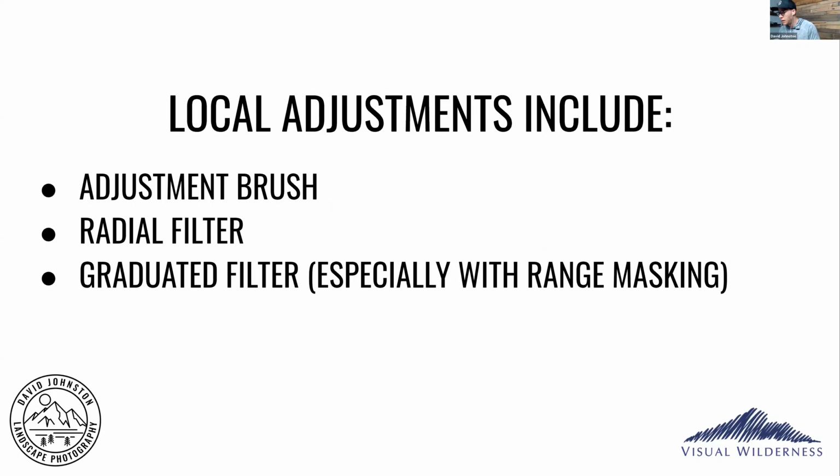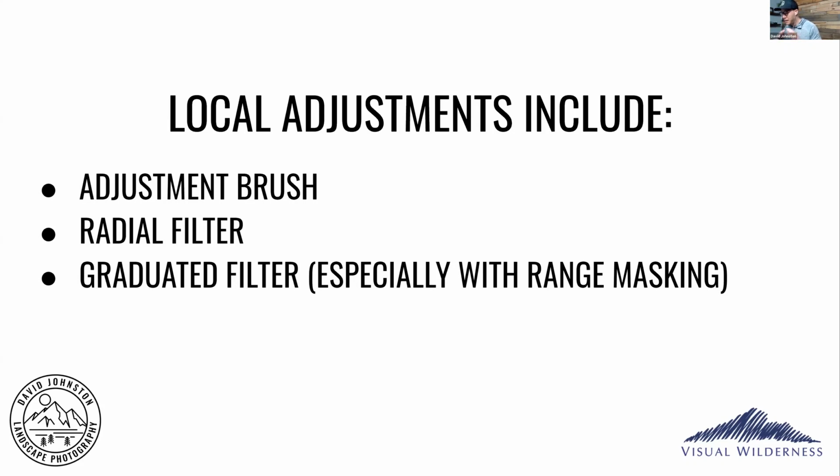Adjustment brush is something that I use in every single photograph that I create. And that's just a brush that you can paint into a specific section of the image and adjust that, whether that be contrast on that area, clarity, exposure, saturation. The radial filter is something that I use, like if I'm photographing a hiker through a forest and just a big forest scene, I want to draw attention to that hiker. So I'll use a radial filter around them and use some of my tools within that local adjustment to bring more attention to them. And then the graduated filter, especially with range masking.